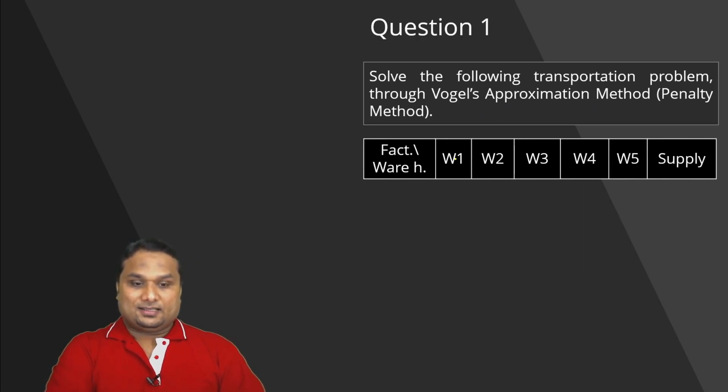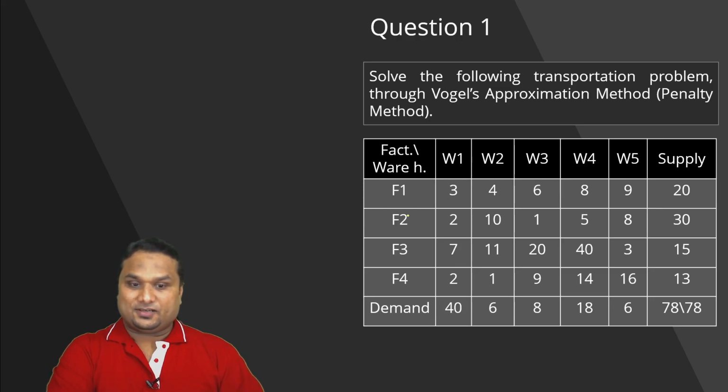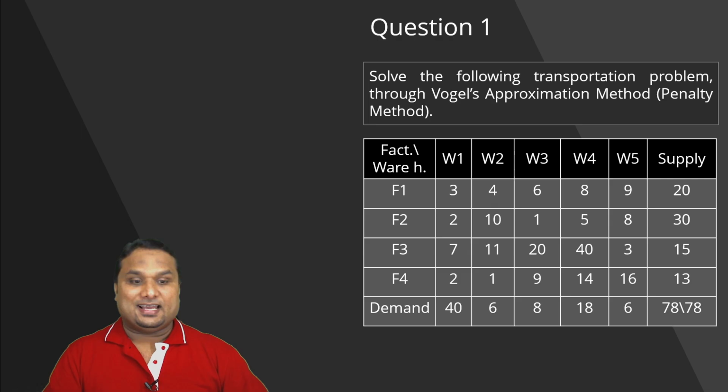Now we have factories and we have warehouses. These are our factories F1, F2, F3, F4, and these are our warehouses W1, W2, W3, W4 and W5. We have 5 warehouses and 4 factories. The per unit cost of transportation from factory 1 to warehouse 1 is 3. And you know what the meaning of this 20 is. This 20 means if you want to transport 1 unit of item from factory 3 to warehouse 3, it costs rupees 20 per unit for your transportation.